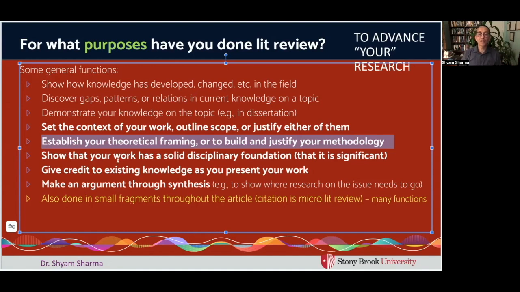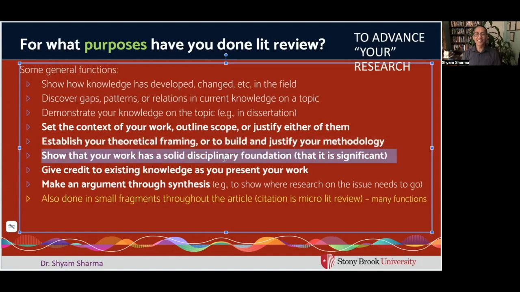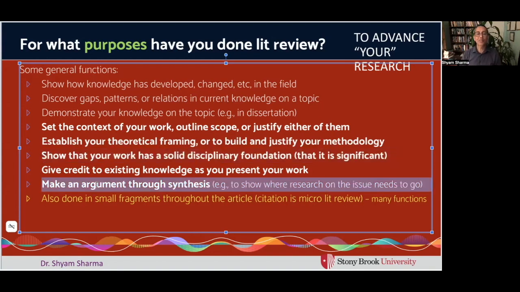Similarly, when you write a journal article, you might show by using other people's ideas that your work has a solid disciplinary foundation, establish the significance of your work. Sometimes you might give credit to other people just to show where you stand in relation to others, or sometimes you might make an argument through synthesis by bringing different ideas together and advance your own argument, especially to show where the research on the issue needs to go.